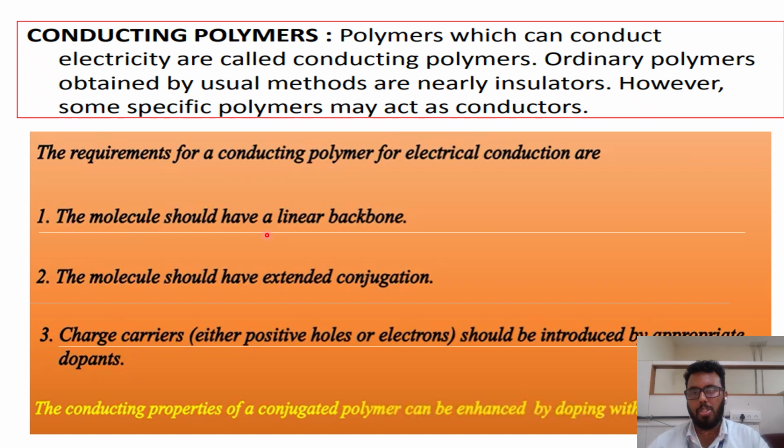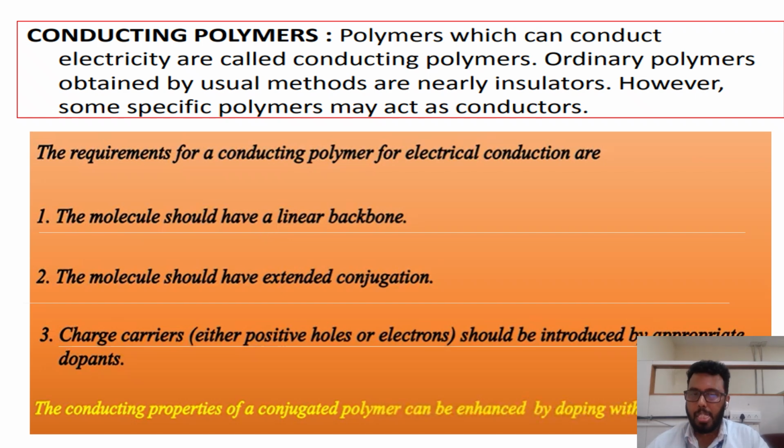What do you mean by extended conjugation? Single, double bond. I mean alternate double bonds should be present in the structure. Whenever you have a linear backbone and the double bonds are alternating, the double bond can hop. Now the pi electrons can hop. That leads to the conduction.